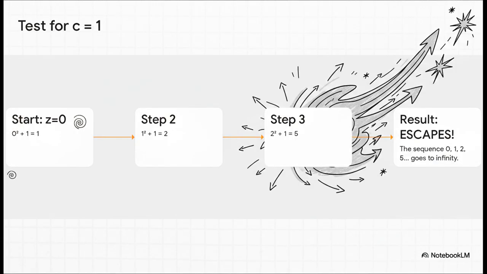Let's test the point where c equals 1. We start with z equals 0, right? So 0 squared plus 1 equals 1. Easy. Now our new z is 1. So 1 squared plus 1 equals 2. Now z is 2. 2 squared plus 1 equals 5. The next one's going to be 26. You can already see the numbers are growing, and they're growing fast. This point is definitely flying off to infinity, so it escapes.